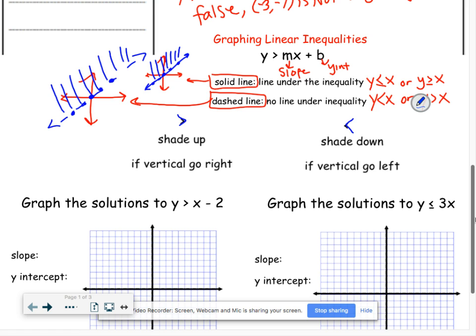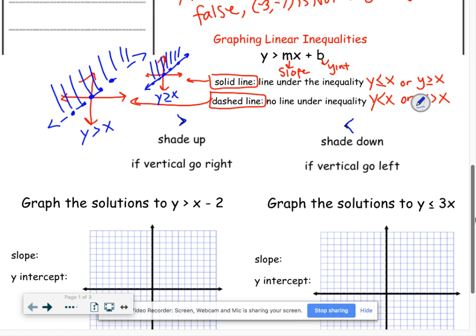If it's vertical, you would go to the right. So that would be like what I just showed. I just showed greater than. I said y is greater than x. That's what this line was. Y is greater than x. I'm going up, or equal because I have the line. This would just be y is greater than x, no line because it's dashed.